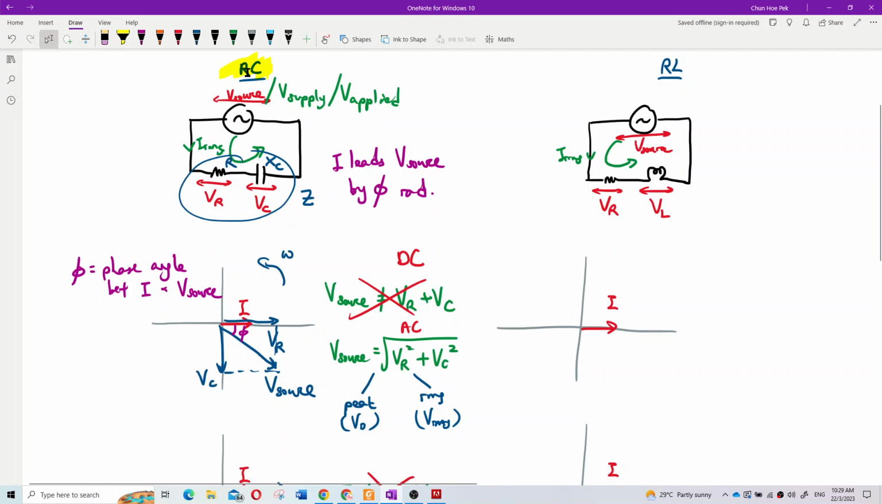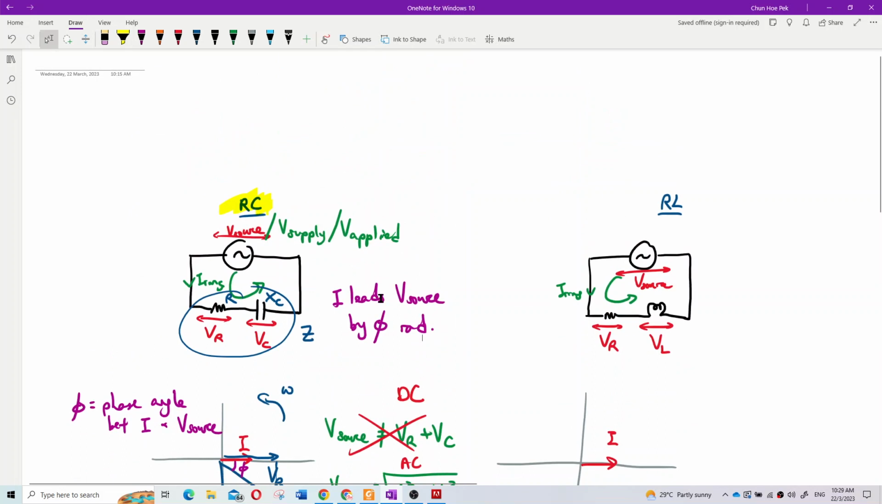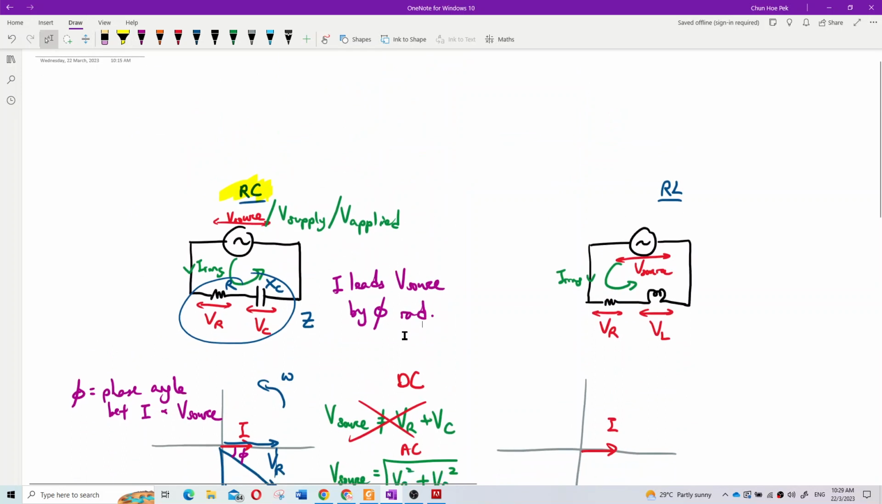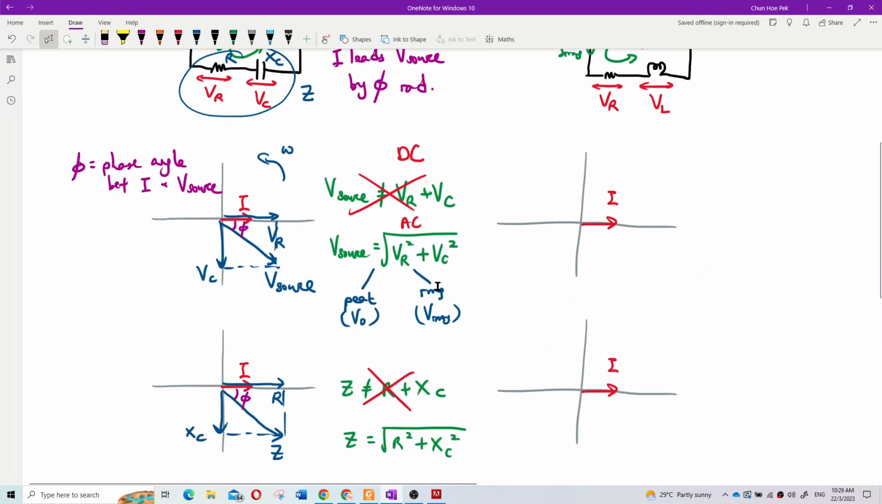Why? Because we have resistor. And why is the current leading? Because we have capacitor. Because of the capacitor, it makes the current lead the voltage. Understand, class? And it's not 90 degree because we have resistor, so it makes it less than 90 degree. Why no response?